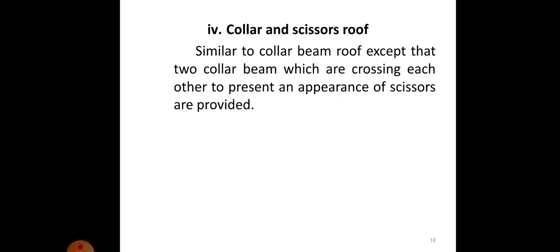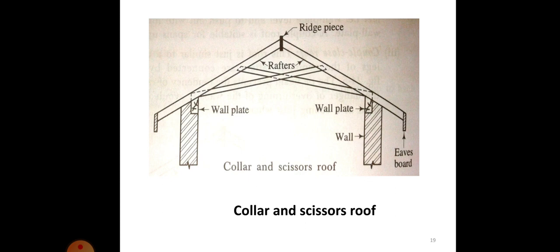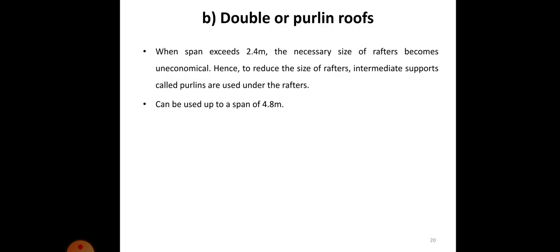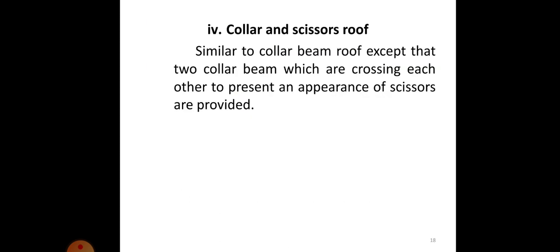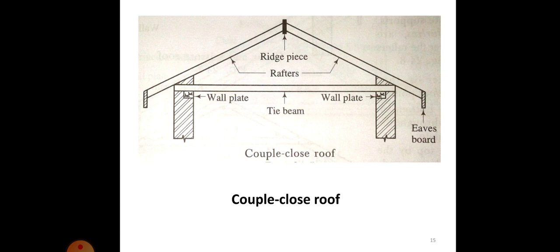And next we have the collar and scissors roof. This is similar to a collar beam roof, except that in this case there are two collar beams provided which cross each other, and it presents the appearance of a scissor, and hence the name collar and scissors roof. So I hope it is clear. So these are the different types of single roof.